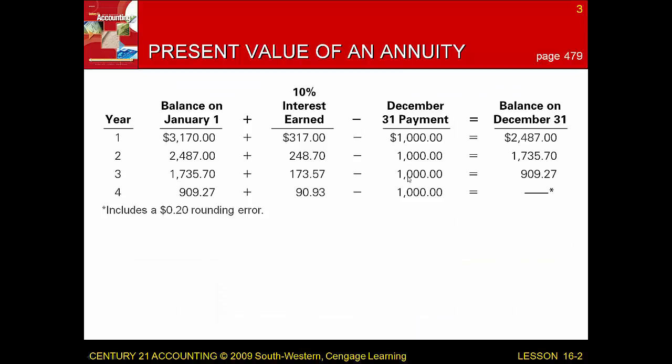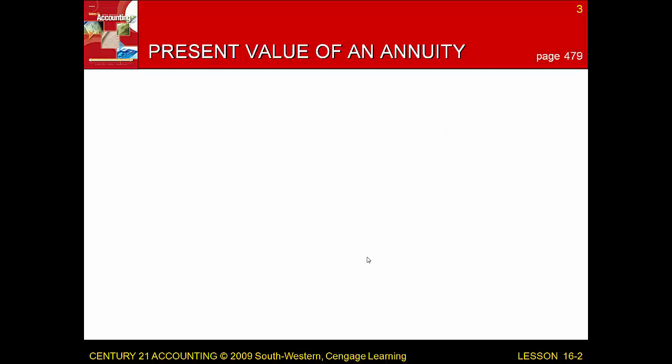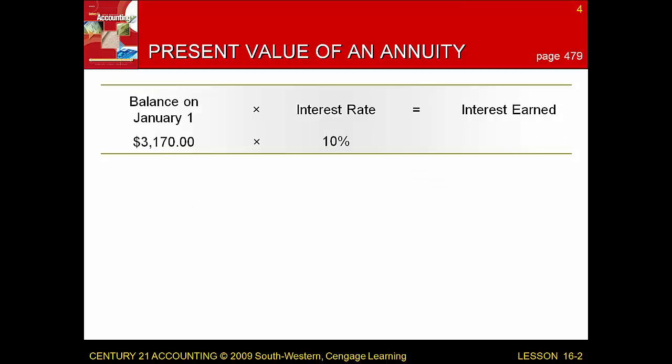Let's take a look at it again. So here we have interest, beginning amount times 10% interest. Subtract the $1,000 payment, and that gives the new beginning balance. That number goes here, 10%, and keep going down. So at the end of year 4, with a payment here, we would get to 0. So 4 equal payments of $1,000 at 10% interest would give me an annuity for $3,170. Let's keep going.